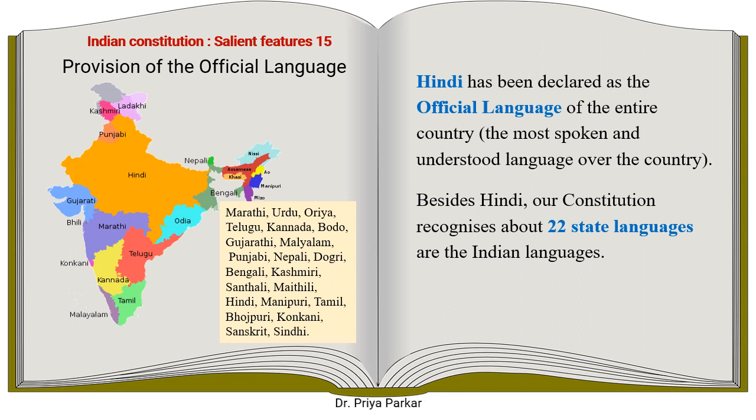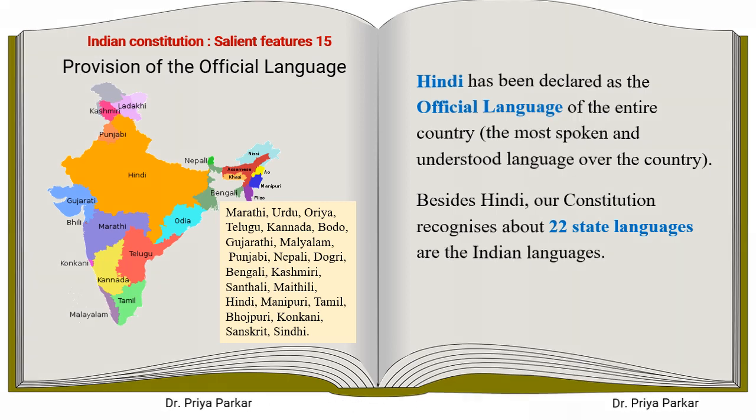The provision of the official language is also one of the important characteristics of our Constitution. Our country is multilingual in nature. Therefore, the provision of the official language was the most important feature to unite the nation together. Hindi is spoken by the majority of the people. Hence, it was declared as the official language of the entire country. Besides Hindi, the 8th Schedule of the Constitution recognizes 22 state languages as the Indian languages.